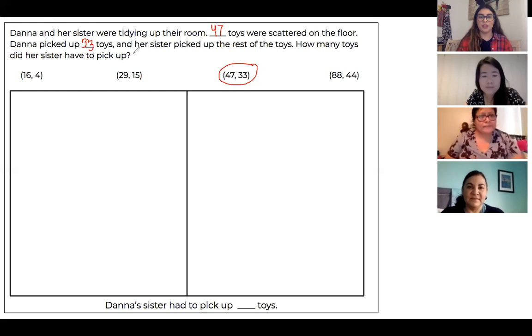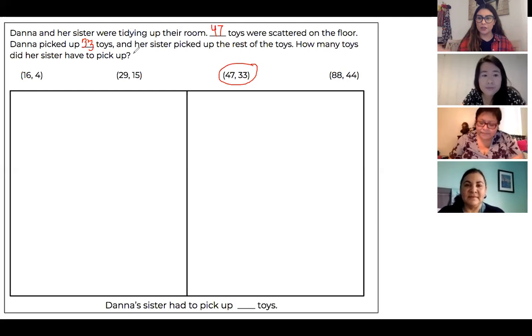Beautiful. So what do these numbers represent? 47 and 33. What do they mean in this story? When you have an idea, just put a thumb on your chest, and remember, friends at home, you can pause the video to give you some more think time. All right. Ms. Hernandez, what does the 47 mean in this story problem? The 47 means there were 47 toys on the floor. Nice. And Ms. T, what does the 33 mean? 33 means how many toys Donna picked up.